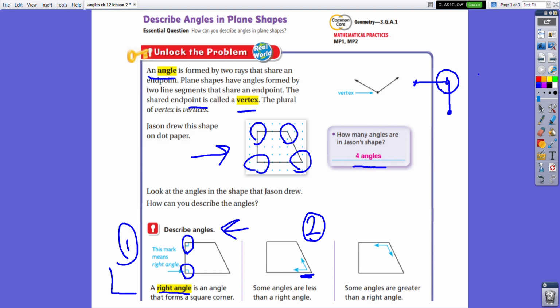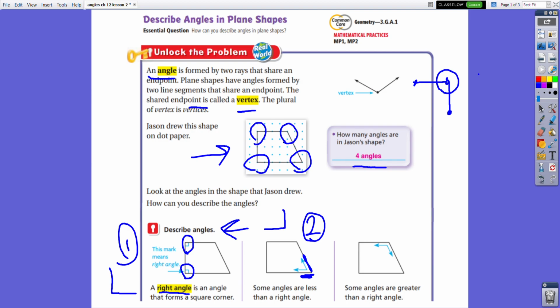Well, it's not exactly, it's less than. It's not like this one, for example. Is it like the corner of a square? No, it's not. It's less than. So how can I name it? I will say this angle is less than a right angle. I will not say this is a right angle, because it does not look like the corner of a square. So when I ask you to name this angle, you will say this angle is less than a right angle.